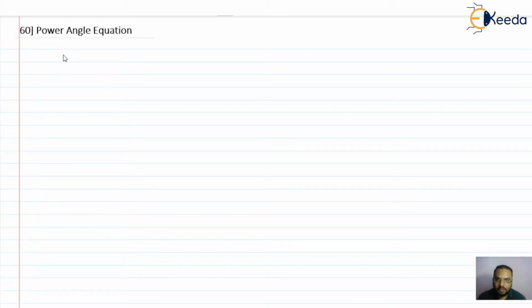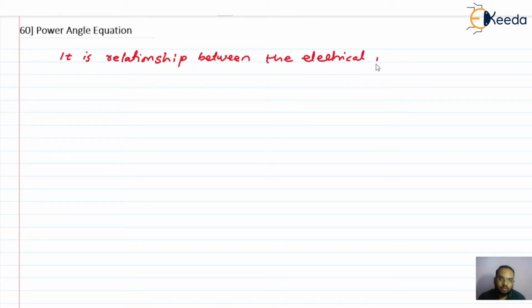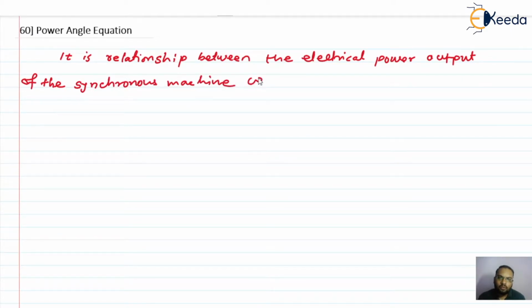Actually, it is a relationship between the electrical power output of the machine, of the synchronous machine, with the rotor angle. Okay, so this power angle equation is going to give us the relationship between the electrical power output in terms of this rotor angle delta.